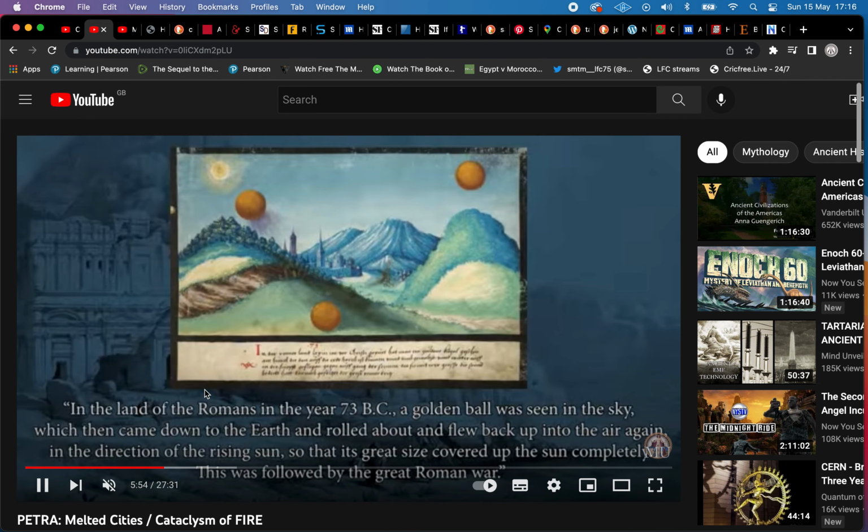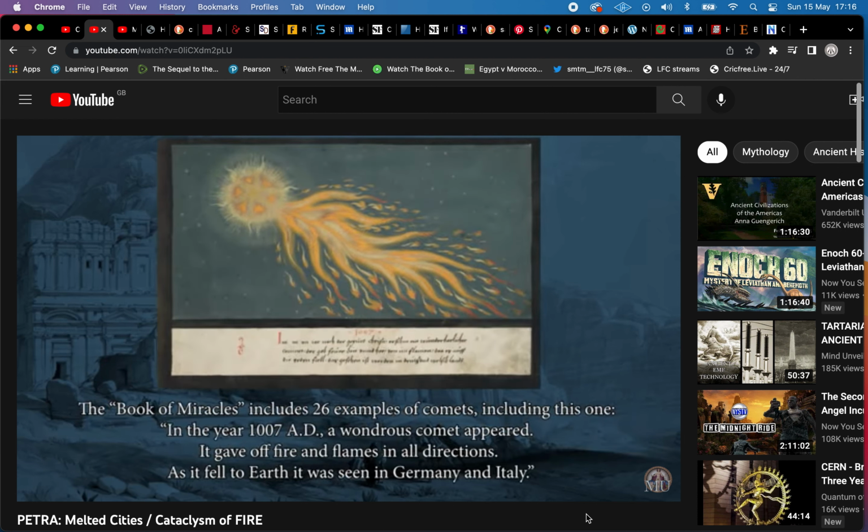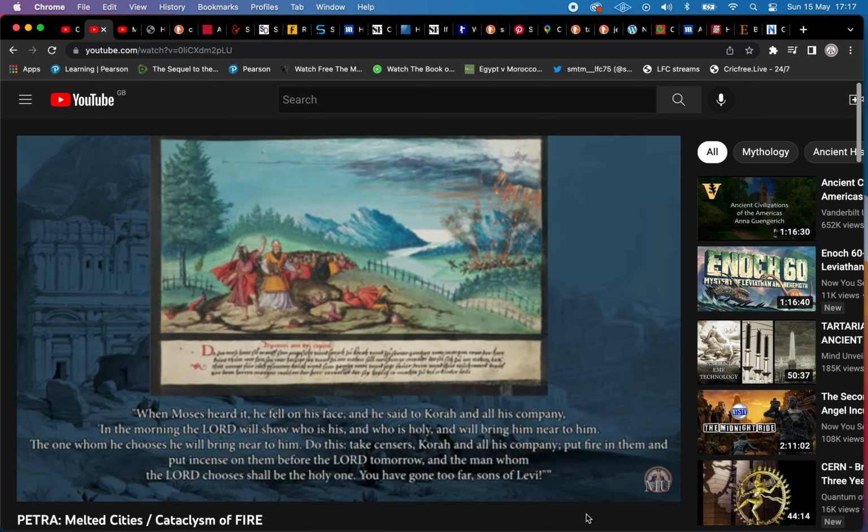Human history is just full of these stories of meltdowns, strange phenomena, this comet or sun seeming to fall to Earth. Is this what happened? Did this come down and melt things? Was it a technology? Was it something natural? Death and famine, more people died than remained alive in 1000 AD. Moses apparently heard this sort of destruction coming.